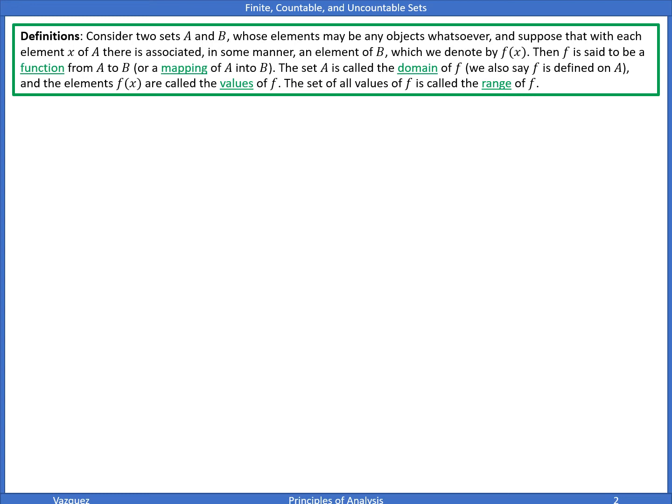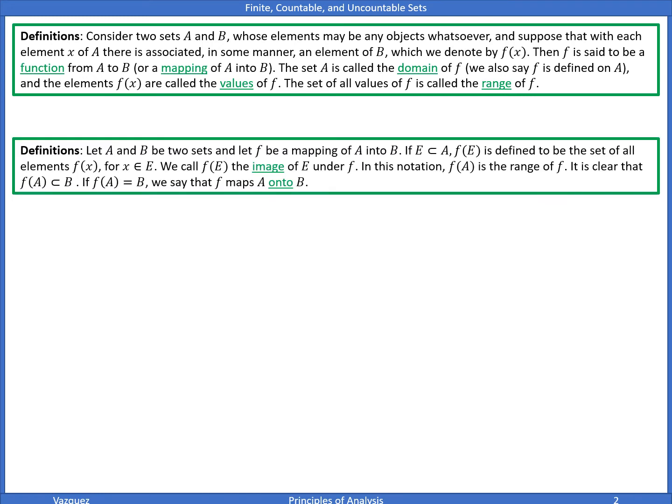So as you can see, it's 5 terms that you probably already knew from either, if not high school, then undergrad, or your first math classes. So it shouldn't be anything new. And same thing with these next definitions. Let A and B be two sets, and let f be a mapping of A into B. If E is a proper subset of A, or just a subset of A, f of E is defined to be the set of all elements f of x for x in E. We call f of E the image of E under f, and in this notation, f of A is the range of f.